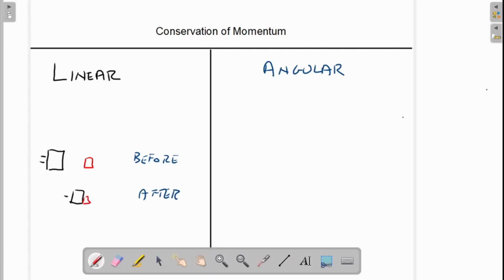Hello and welcome to this video on rotational motion. Specifically today we're talking about conservation of momentum in a rotational reference frame. We've already talked about conservation of momentum with linear terms.